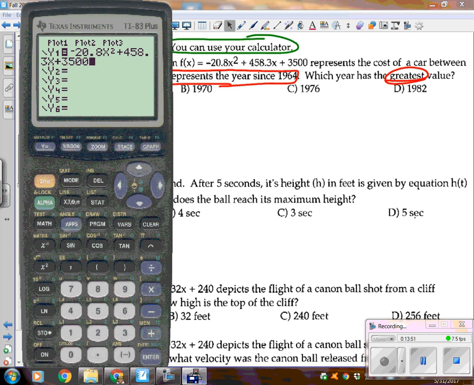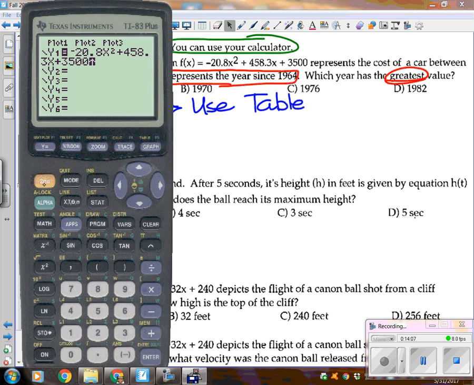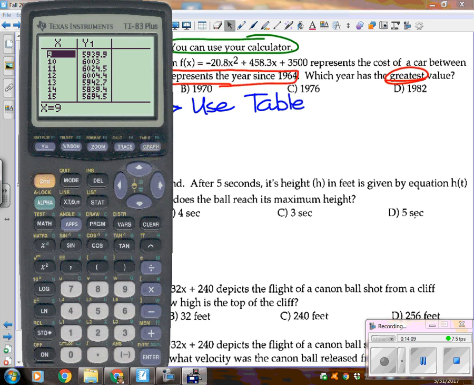So I'm going to go to my table. If you want to jot some stuff down, we're going to use the table. So put the equation in Y1 equals, then we're going to use the table. That just lets you know where we're going. Now I'm going to go to the table, and I'm going to make sure mine starts at 0. So at 0, it looks like my cost was 3,500.